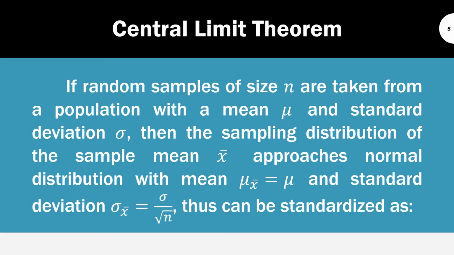So, what is central limit theorem all about? If random samples of size n are taken from a population with a mean mu and standard deviation sigma, then the sampling distribution of the sample mean x bar approaches normal distribution with mean, the sampling mean, equal to the population mean, and standard deviation equal to the population standard deviation divided by the square root of the sample size. And because of that, we can standardize. So here we have z equals the sample mean minus the population mean all over the population standard deviation divided by the square root of the sample size.